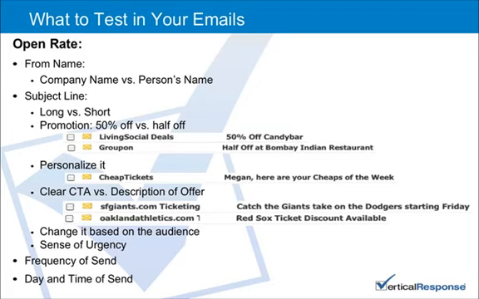Same with day and time of send. This is always something easy and simple to test, and a great thing in VerticalResponse is you can actually see when you're sending your emails when people are actually opening them and reading them. So that'll give you a great idea of when your emails should be sent.